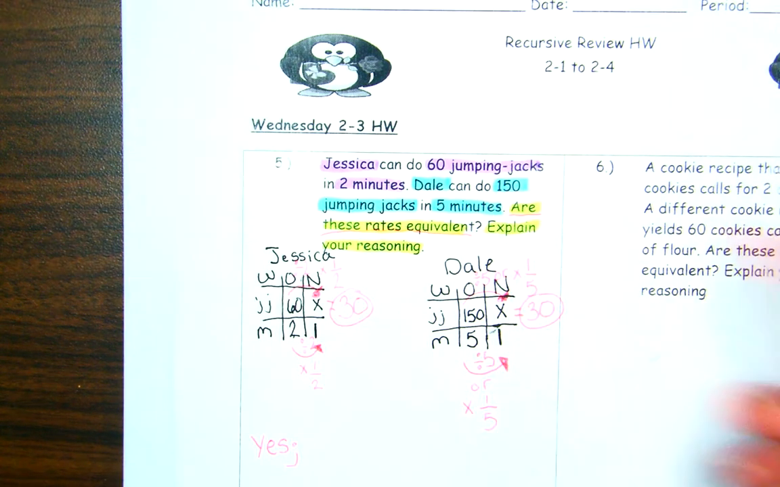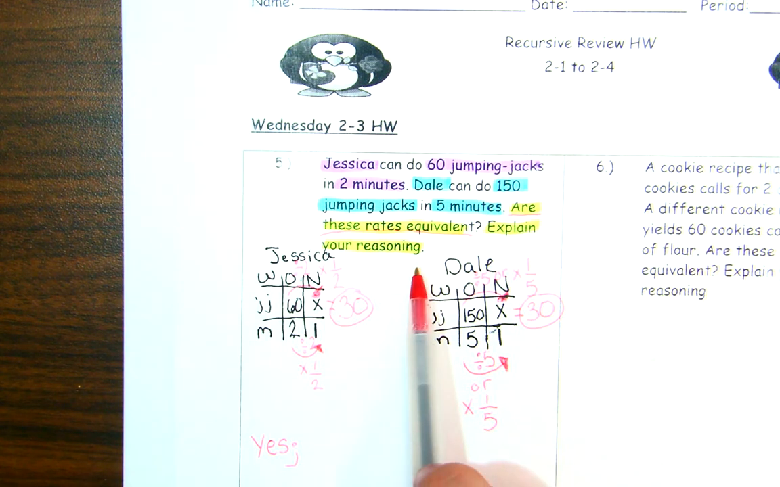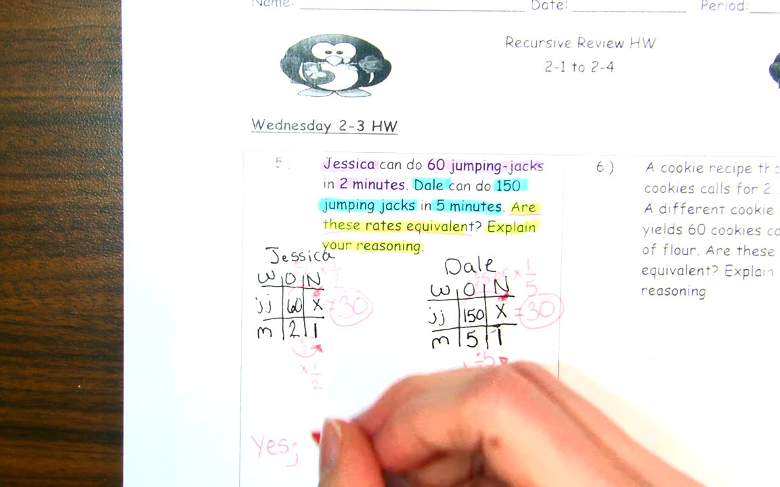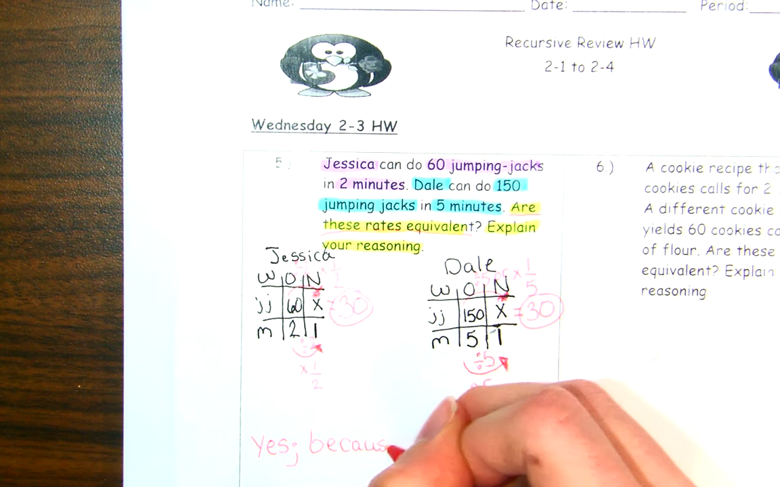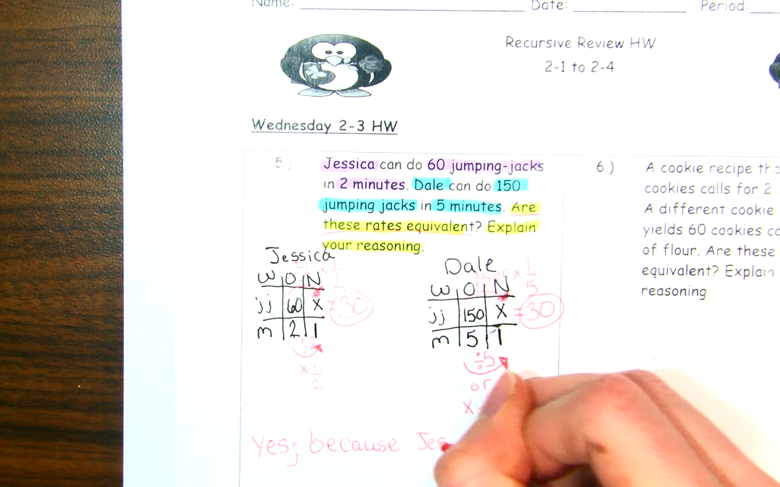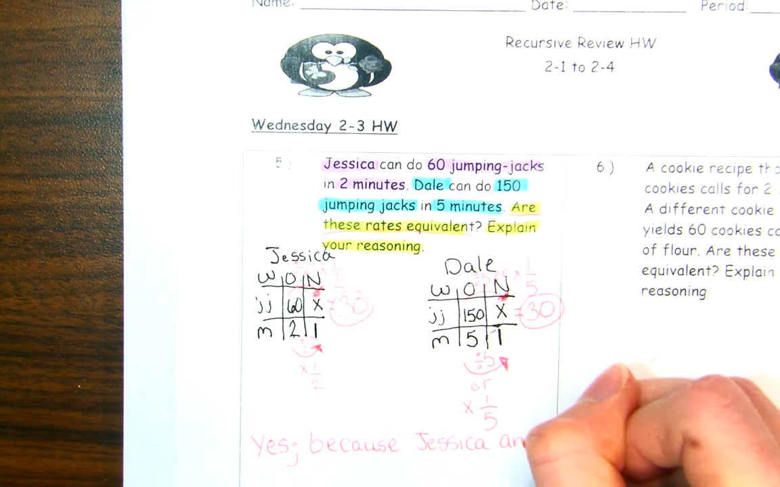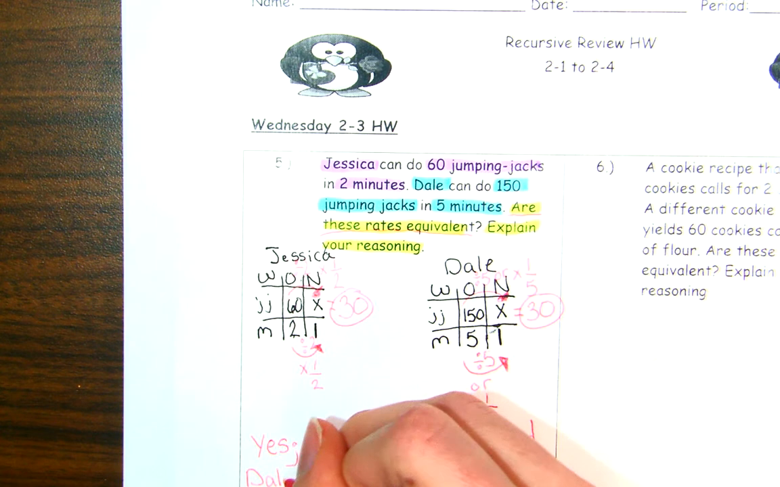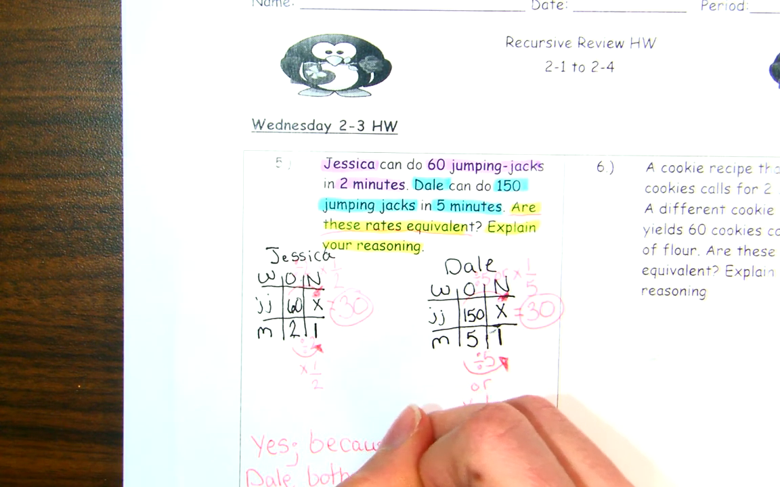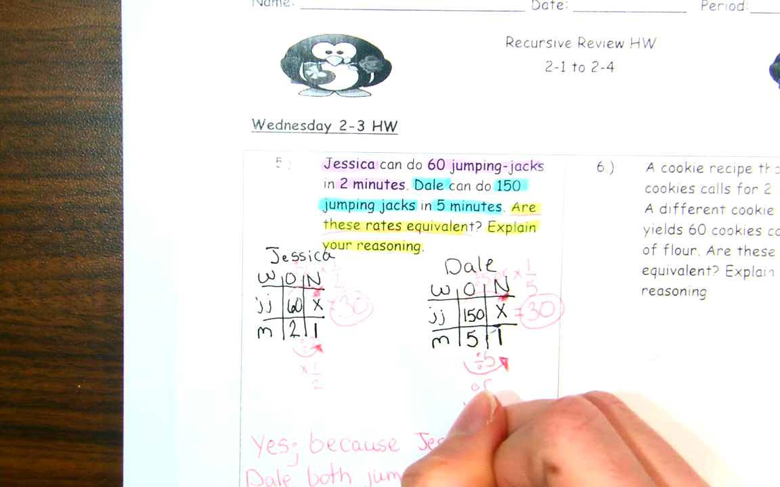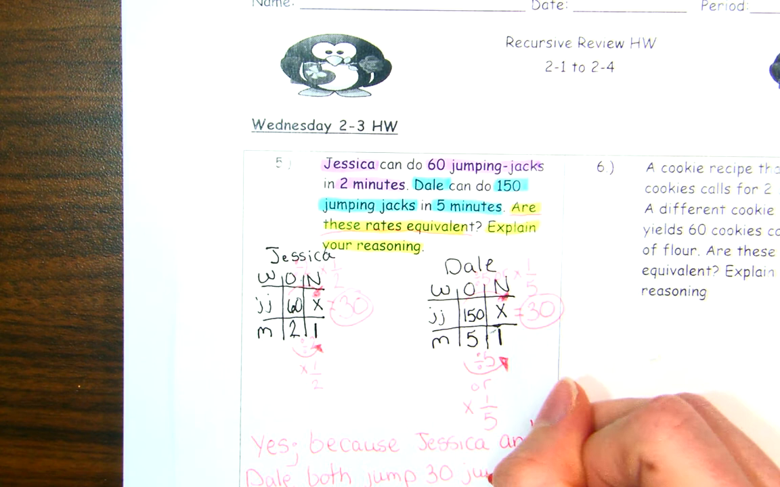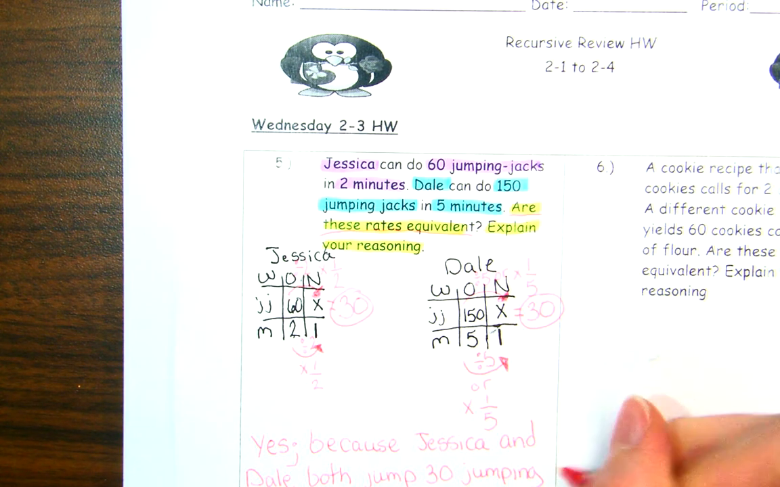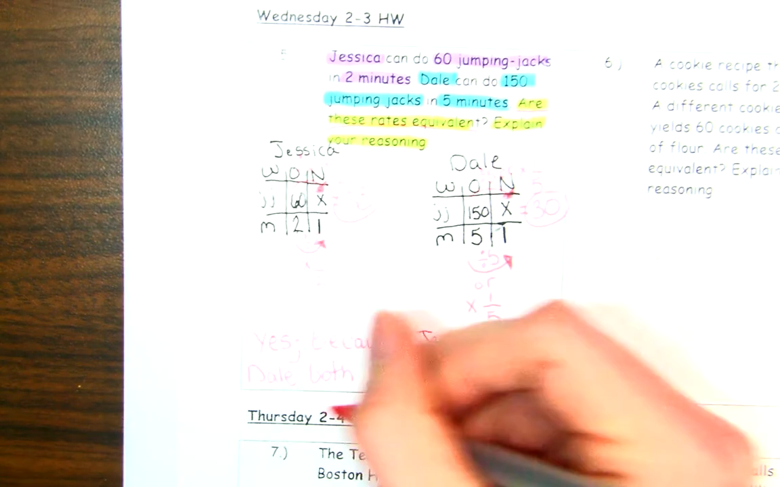It also says, don't skip over it, explain your reasoning. My reasoning is yes, because Jessica and Dell both jump 30 jumping jacks in 1 minute.